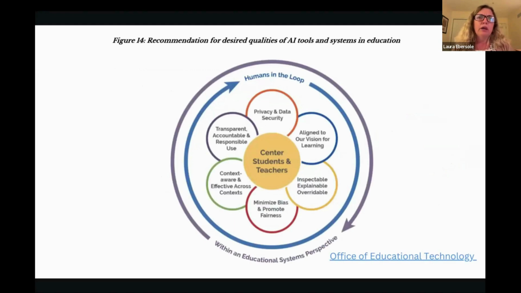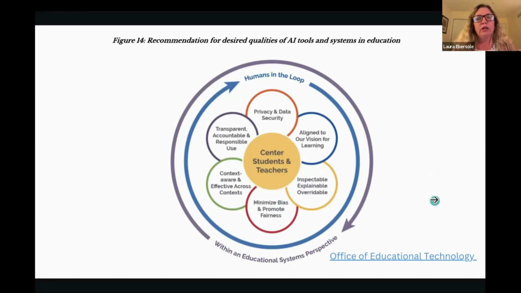No matter what, whenever we're looking at AI, we want to be centered on students and teachers. And there are concerns that we have, and there are things that we need to consider, like privacy. What is our vision for learning?